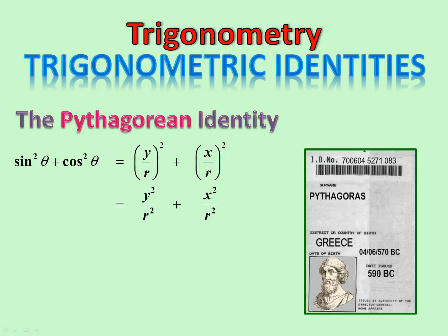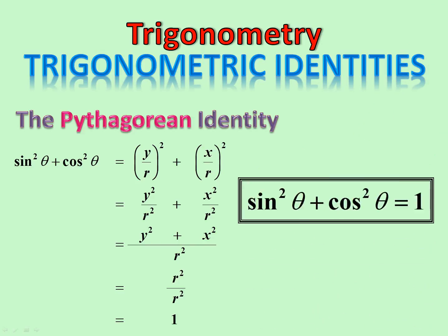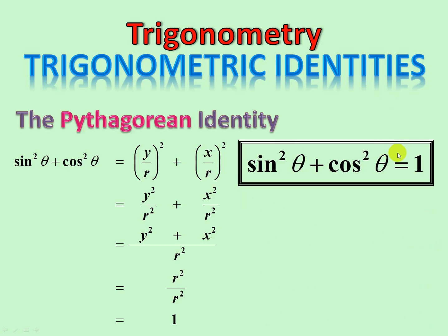Bit of algebra. Common denominator now. Now, y squared plus x squared is in fact equal to r squared. That's the vertical, that's the horizontal, that's the hypotenuse. So therefore I can write r squared over r squared, which is 1. So there we are, sine squared plus cos squared equals 1.